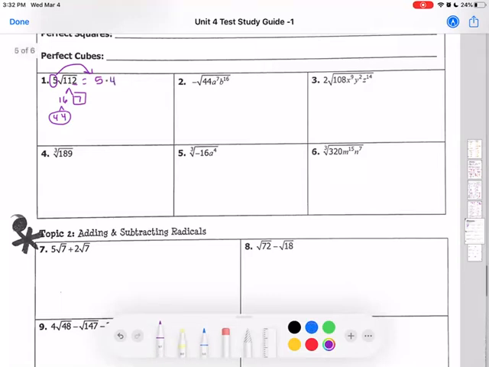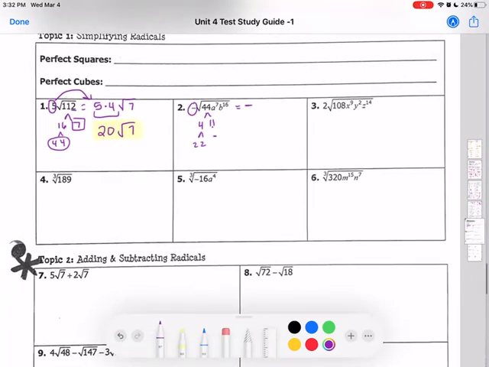The 4 comes out, and the 7 stays in. So when I multiply 5 times 4, I get 20 square root of 7, and that's my final answer. Next, I pay attention. I have a coefficient of negative 1, so I'm going to keep the negative. 44 splits into 4 and 11. 4 splits into 2 and 2, and 11 is prime, so it can't be factored.